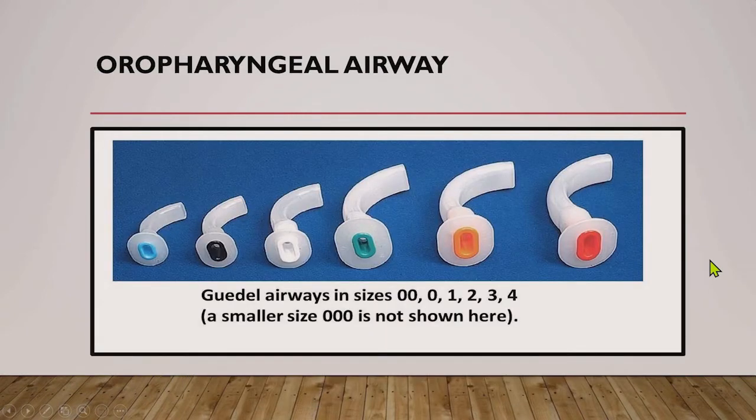And this is the oropharyngeal airway. You insert it from the mouth and then down to, again, the pharyngeal level. But it is only advised for use in unconscious patients. And also they have different sizes over here.